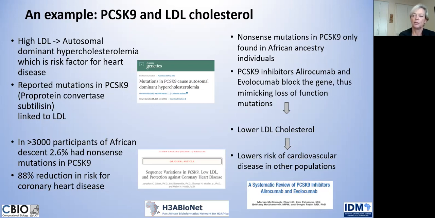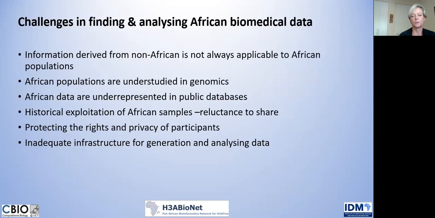So, in a way of mimicking the loss of function mutations that you're seeing in some individuals of African descent, you can block this particular gene, and you get the net effect of lower LDL cholesterol and then reduced risk of cardiovascular diseases. So this is one way where the information in African populations has actually benefited other world populations.